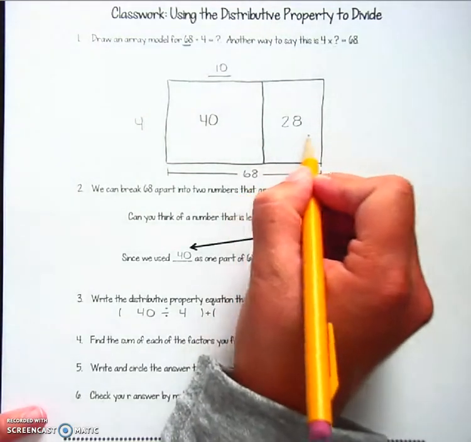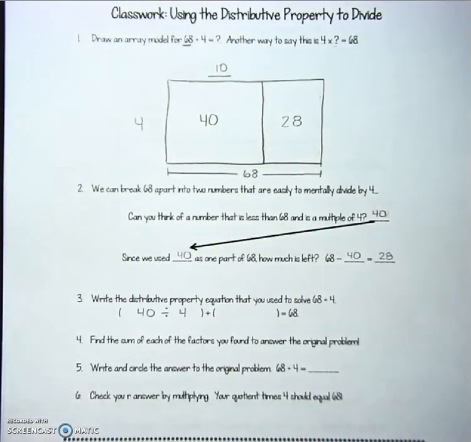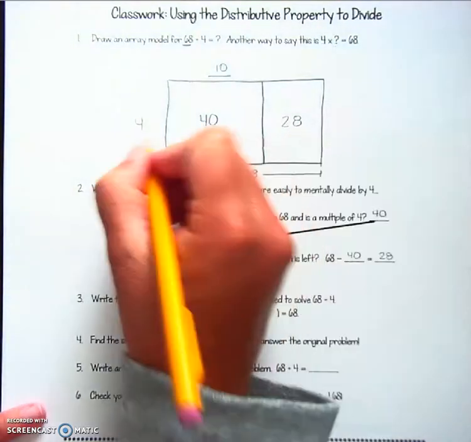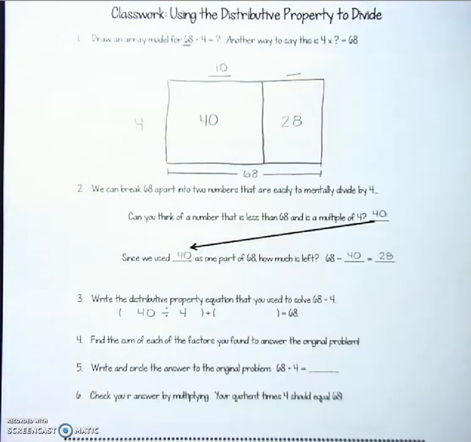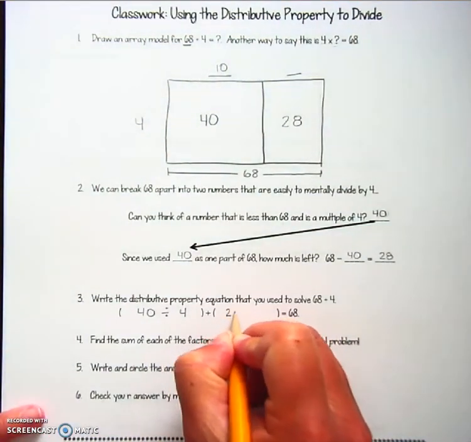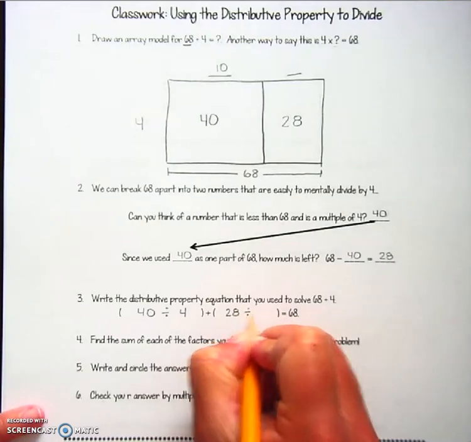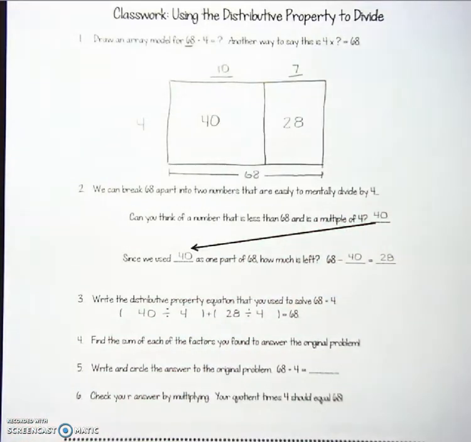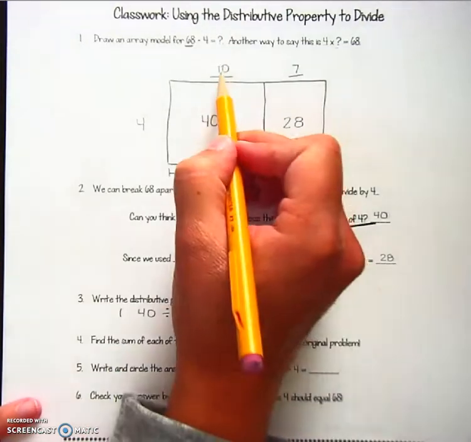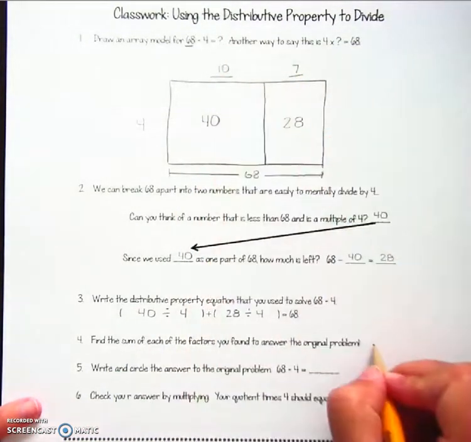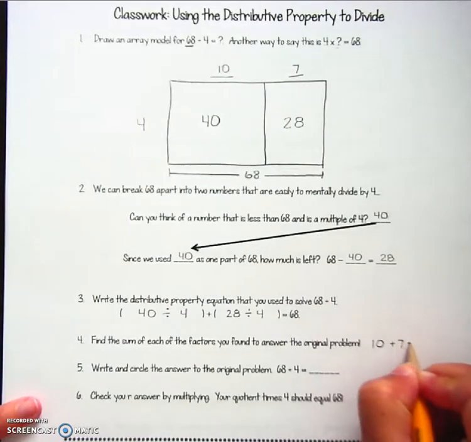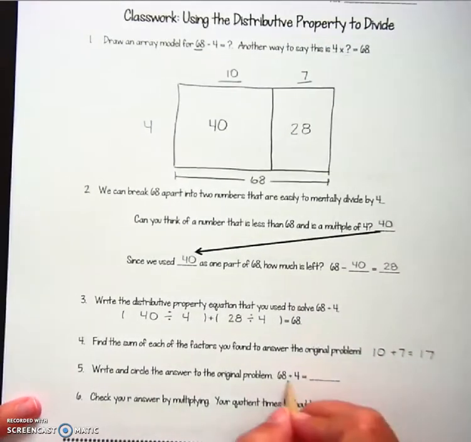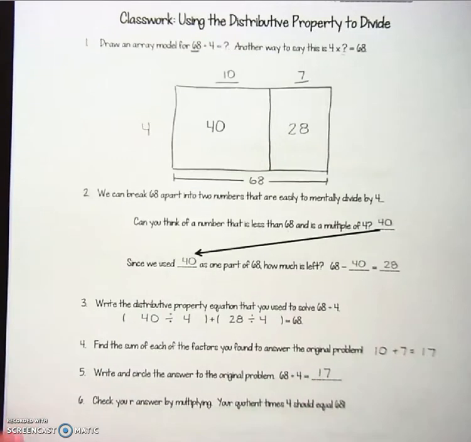The second part of my equation is going to show the second part of my array. In this case, I'm taking 28 and dividing it by 4 to get my value at the top of the right-hand section. So I can write for my equation 28 divided by 4, and I know that 28 divided by 4 is 7 because that's a basic fact that's easy for me to do in my head. Now I need to find the sum of these two pieces. So I need to do 10 plus 7 gets me 17, which means 68 divided by 4 is 17.